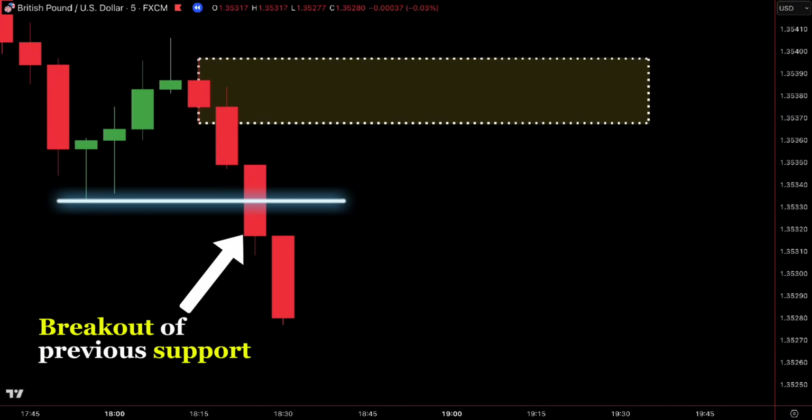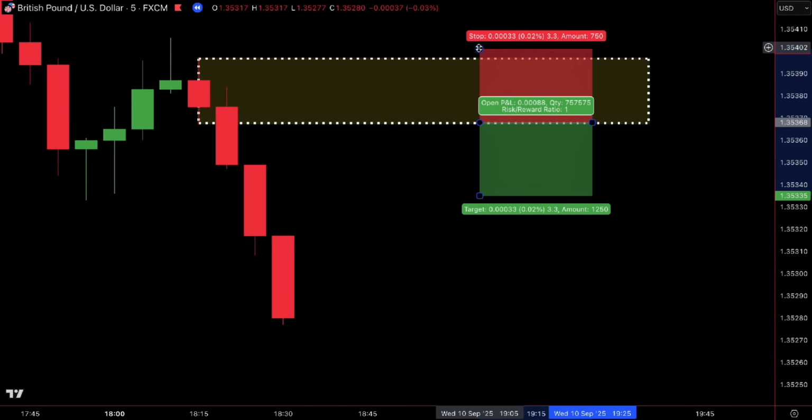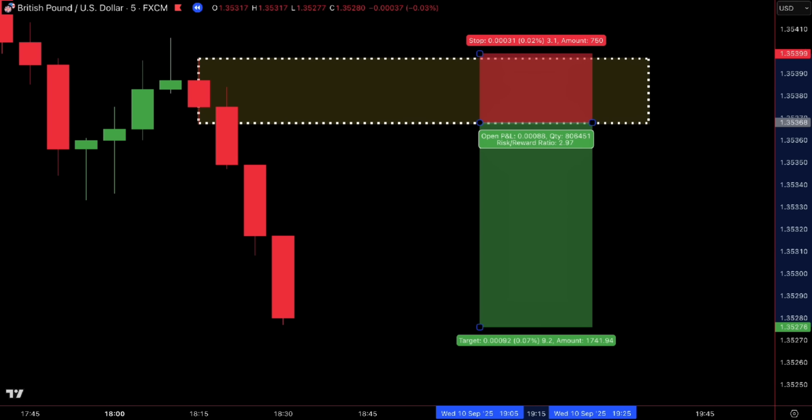A zone formed after a structure break is a zone worth watching. And the fourth criterion is risk to reward. Even if everything else looks perfect, I won't take a trade unless the setup gives me at least a 2-to-1 reward to risk ratio. That's how I stay profitable over the long run, even with losing trades.